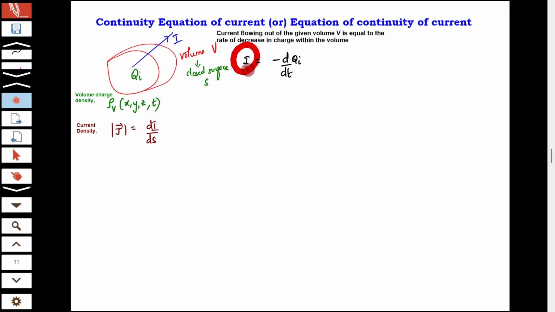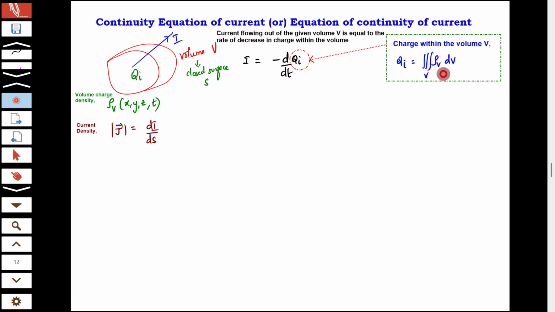Now we are going to write this current in terms of current density and this charge in terms of charge density. We know this is a volume of charge, so we can write Qi in terms of the volume charge density. Qi can be written as the volume integration of rho v dv over this entire volume. Similarly, the current can be given in terms of current density. We know the relation between current density and current: I can be written as the surface integration of J dot ds. So if we substitute current density on the left-hand side and charge density on the right-hand side, we will arrive at the equation of continuity of current.